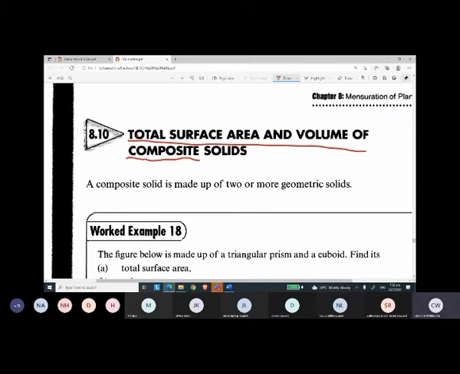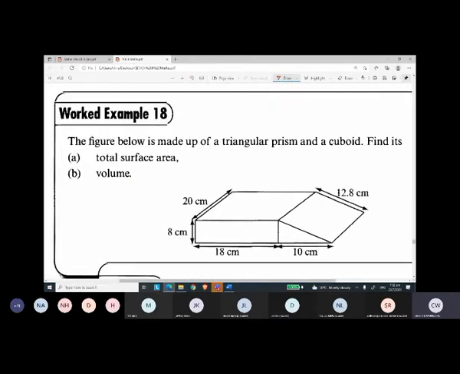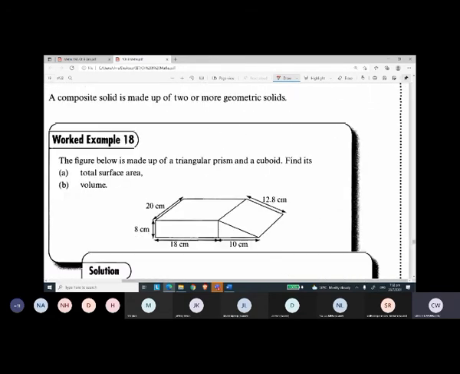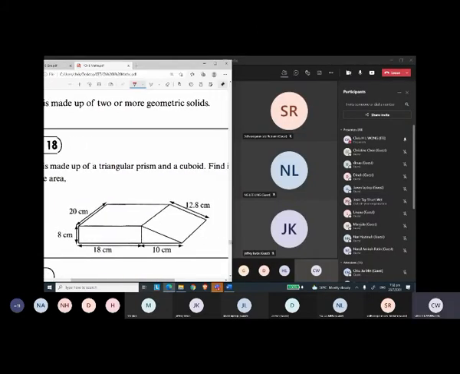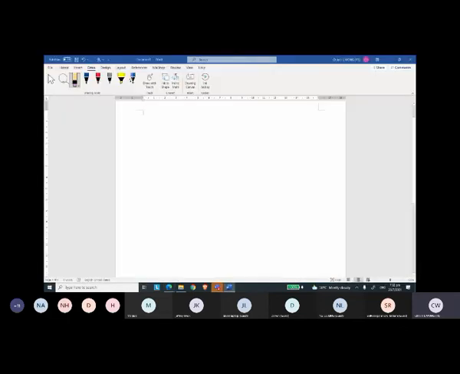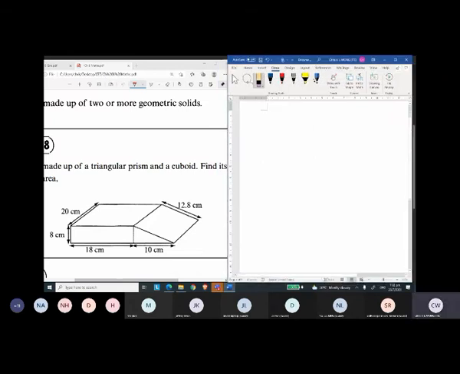With a composite solid, you realize the shapes are very irregular, but you can still find the surface area and volume. I'm going to show you one example. Let us do this together. Can you all see?